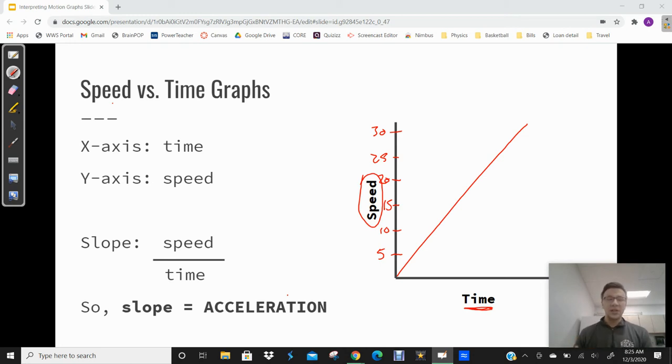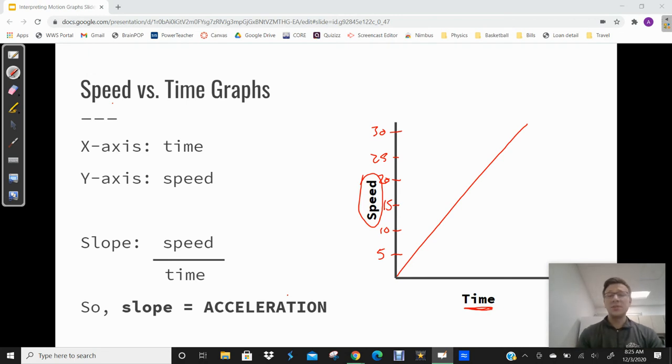Now, once again, let's look at the slope here, and we look at rise over run, and on the rise, the y-axis, you see speed. And then on the x-axis, the run, you see time. Well, again, yesterday we learned that the definition of acceleration was a change in velocity over time.